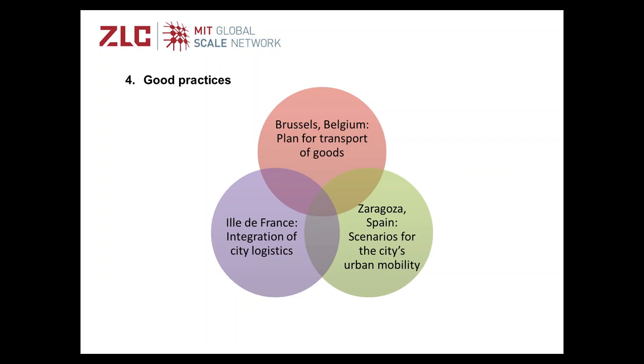So the region created a body bringing together all the relevant stakeholders. Those that were part of this body were haulers, transport companies. They also considered chambers of commerce, industry, different state departments, the public, the city hall of Paris as well. They also considered the regional planning office and the National Environmental Agency. What they wanted to do with this whole group was to encourage and finance innovative city logistics projects.